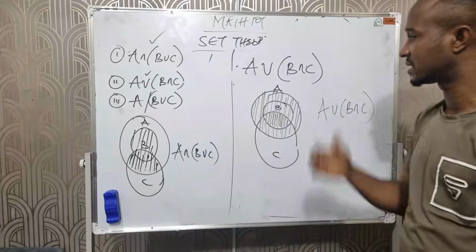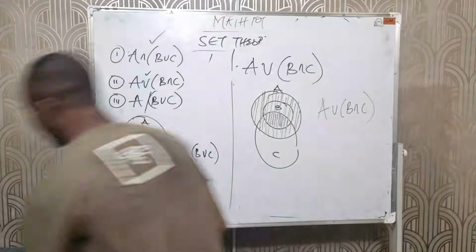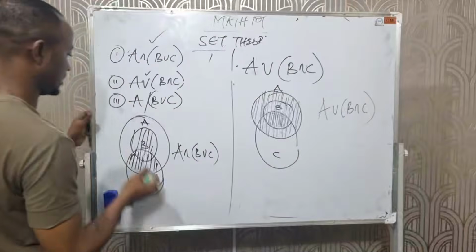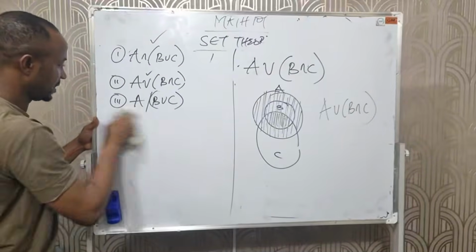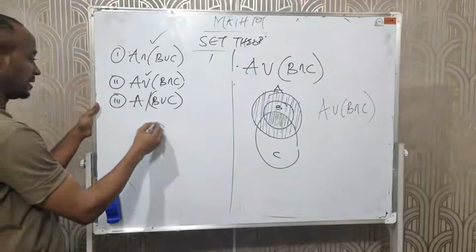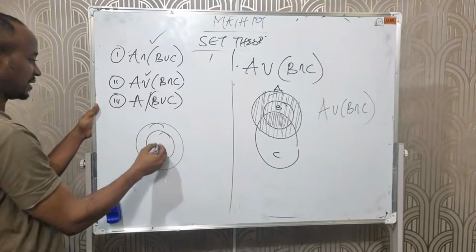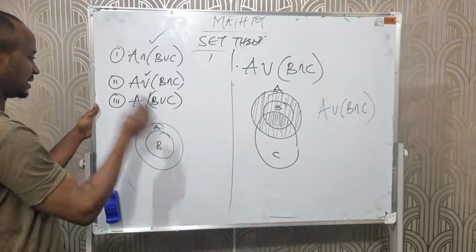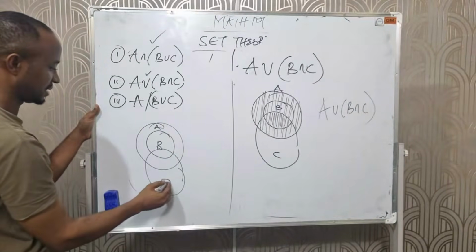Then the next question says A difference B union C. Let's solve for the third one. A difference B union C. Let's bring out the diagram we have. This is our set A. We have our set B. Then we have set C, which is this, right?